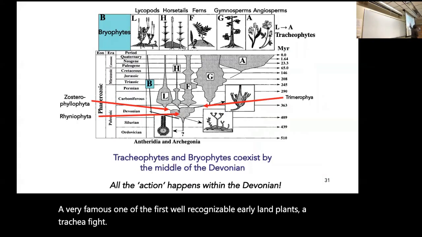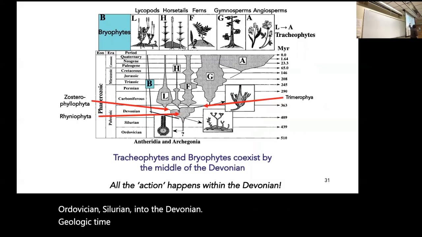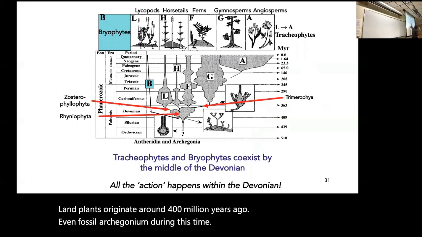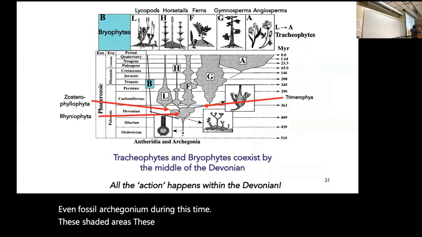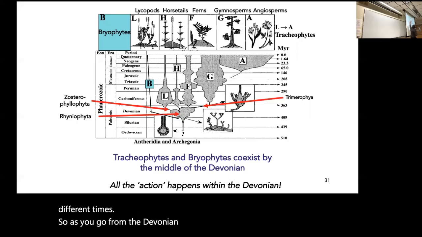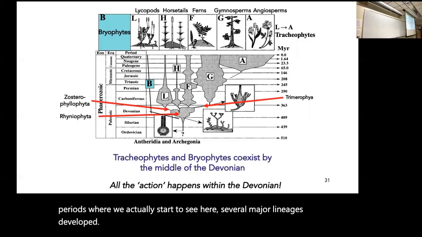Ordovician, Silurian into the Devonian. Geologic time chart. Land plants originated around 400 million years ago. We have even fossil archegonia during this time. Now these shaded areas represent the magnitude of the amount of plants present on the Earth at these different times. So as you go from the Devonian into these later geologic time periods, we start to see several major lineages developing. Let me come back to this diagram.